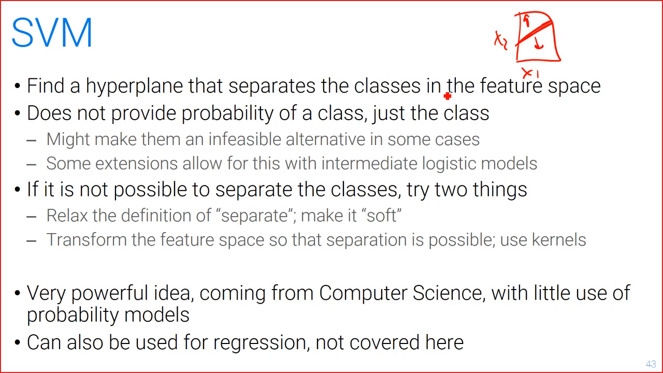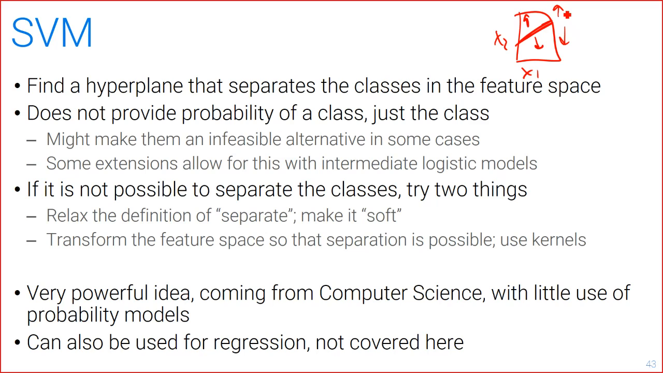It's not just a line, it's maybe a plane or something more complex. The thing about it is that it does not provide a probability of a class, just a class. So it only says whether you are below the line here or above the line, nothing less. There are some extensions that allow for this, but they typically involve training logistic regression models on top of the SVM. We're not going to talk about them. So we're just going to make this class prediction.